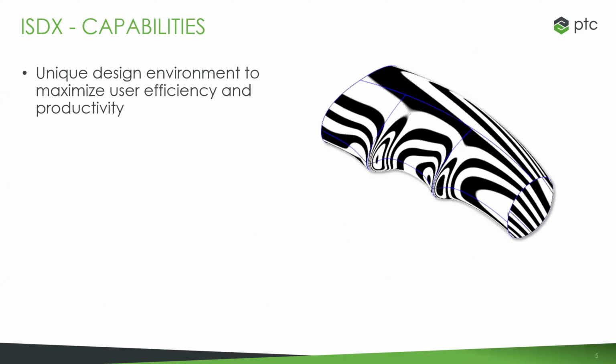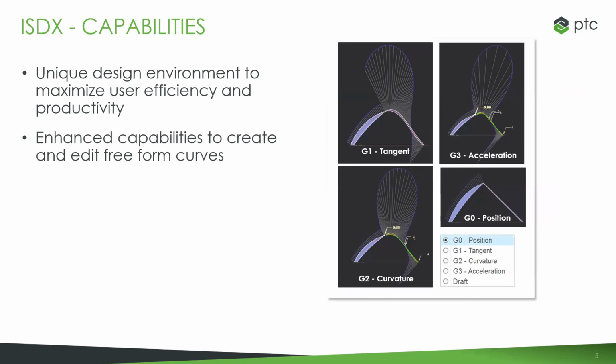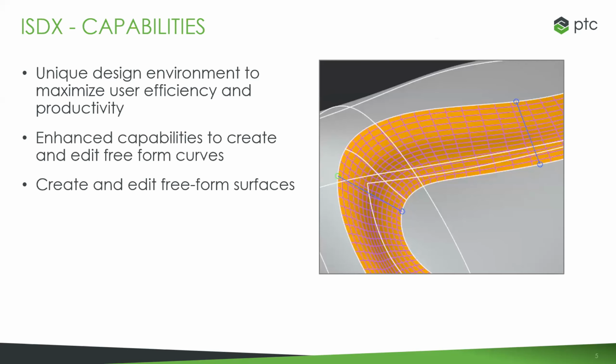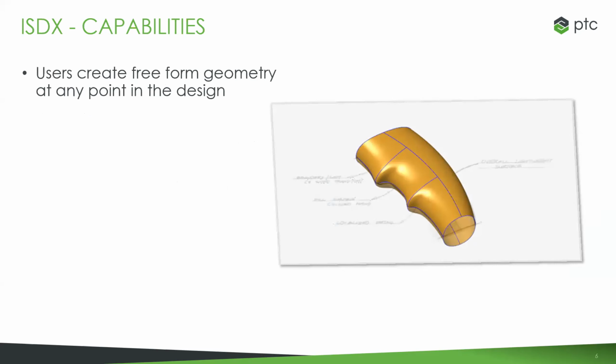So the unique design environment allows you to really improve productivity and make it more efficient for you when you're doing your surfacing. It has very advanced capabilities, allowing you to make freeform curves, but also look at whether something is tangent, whether you have acceleration to the curvature, set all of that how you want, and be able to do analysis around that curvature. And you can edit those freeform surfaces just utilizing either lines or points, depending on the way that you're setting it up. And we'll walk through some of that in the demonstration.